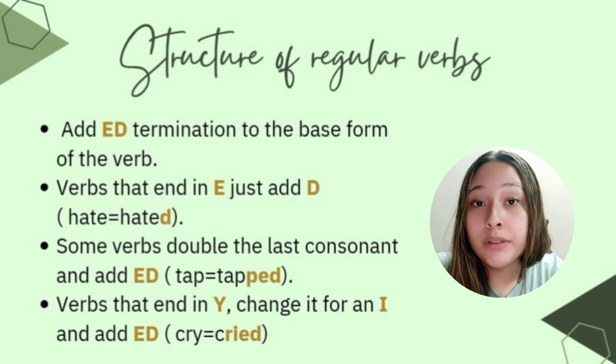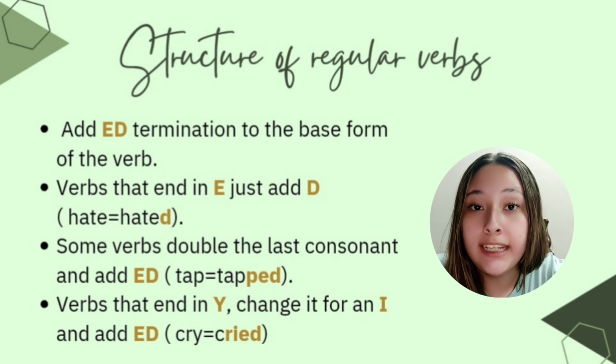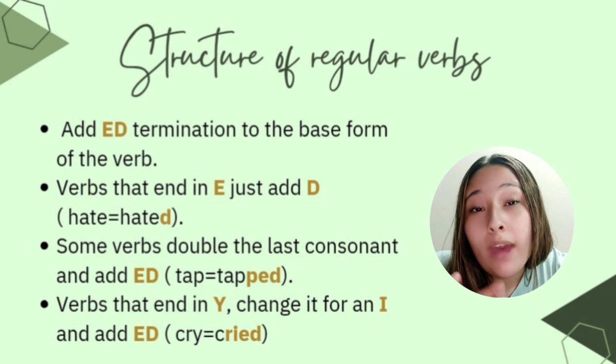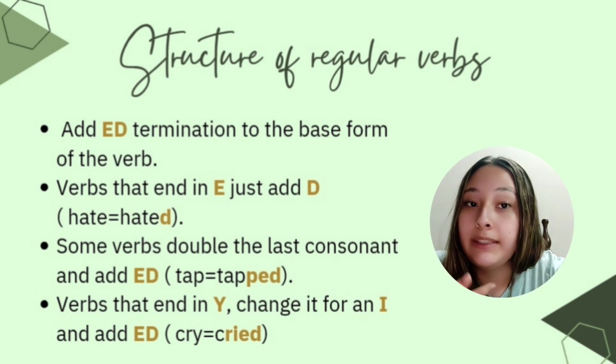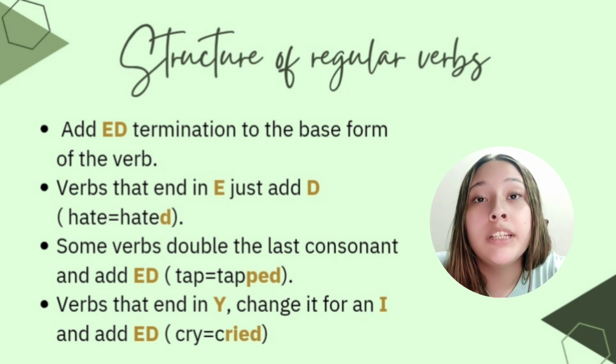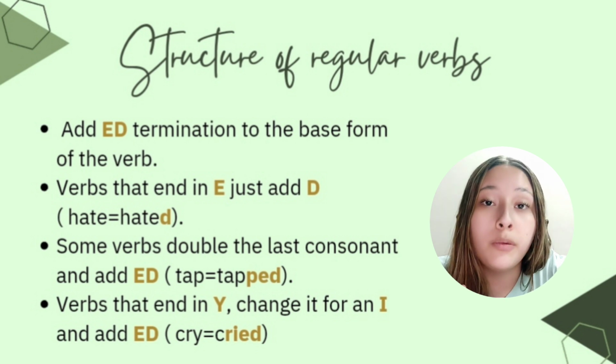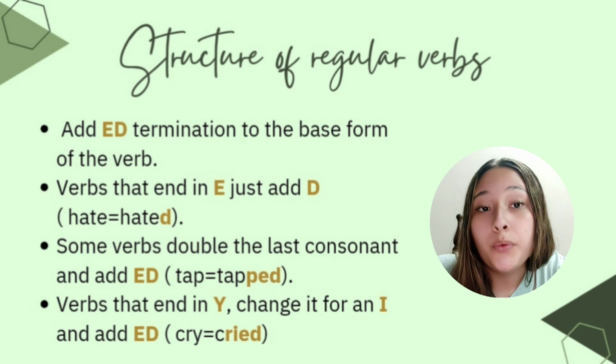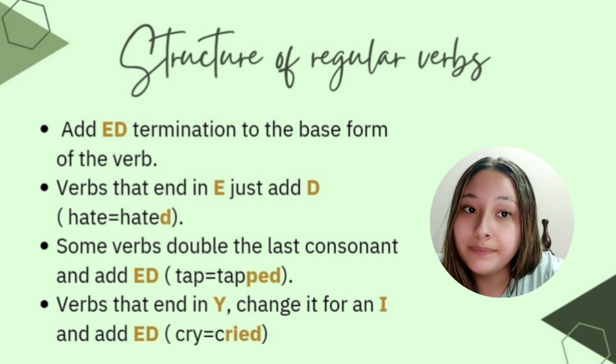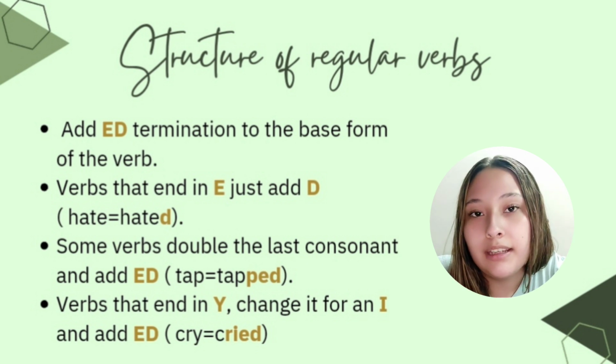Now I'm going to talk about regular verbs. I think regular verbs are easier than irregular verbs, but there are some ways to structure this type of verbs. For example, in general, we have to just add an ed termination to the base form of the verb. But with verbs that end in E, we just have to add D.